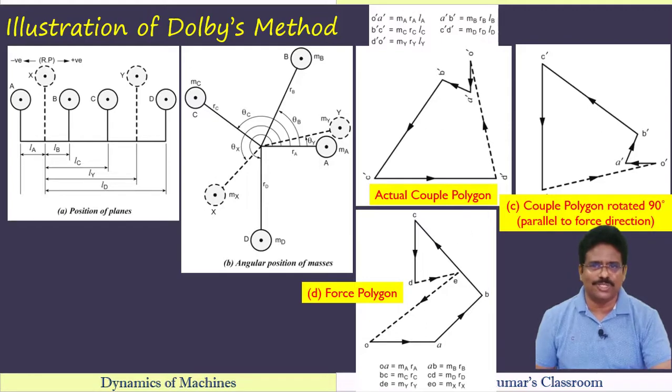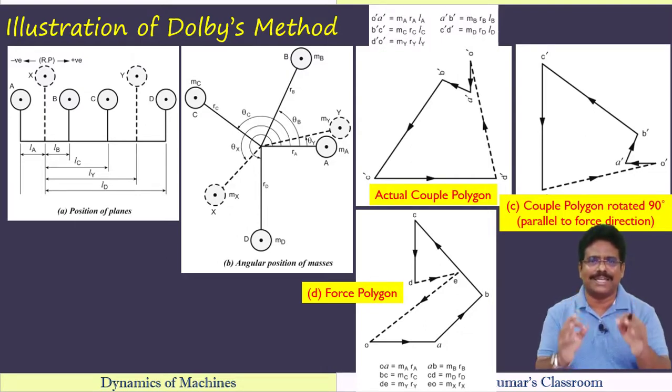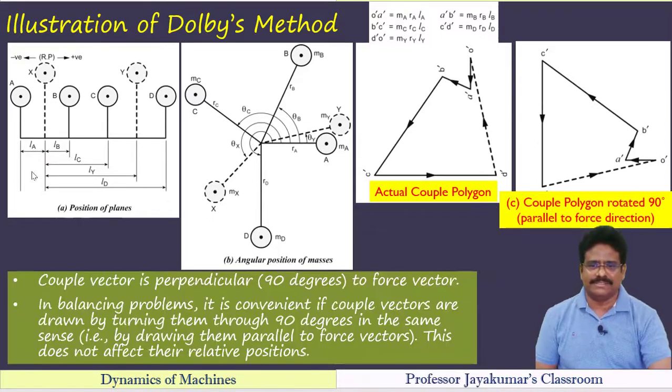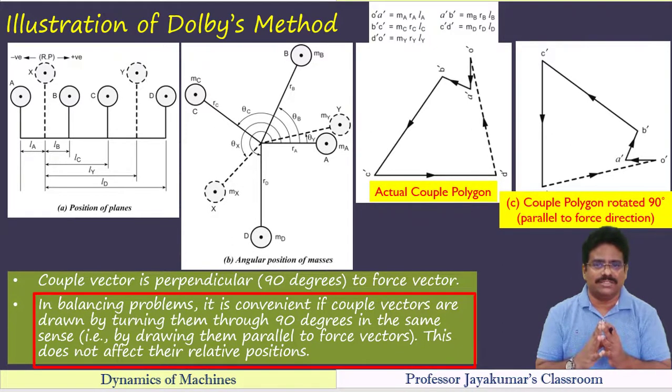So now we got the force polygon. The idea is that the force polygon and couple polygon will be different because magnitudes are different, but at least my job is made easy because their directions are the same because of this simple technique given by him. That's all. This is a summary. In balancing problems, it is convenient if couple vectors are drawn by turning them through 90 degrees in the same sense. That is by drawing them parallel to force vectors. This does not affect their relative positions.